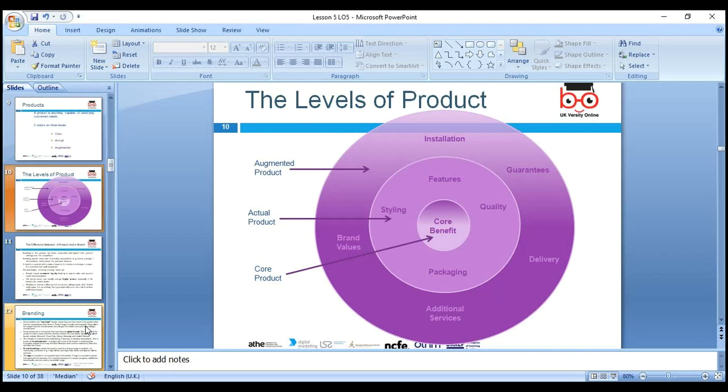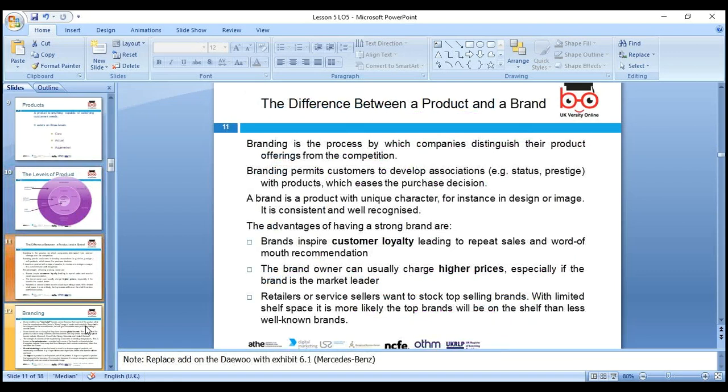Augmented product means installation, guarantees, deliveries, additional services, and the brand value that come with it. Next, the actual product, which can be features, styling, packaging, and quality. And the core benefit within a product can become overall, because it can be stylish, you give a free guarantee, and it's quite competitive as well. So we need to make sure we generate these and help explain what is meant by brand.